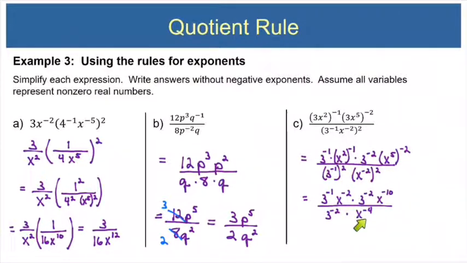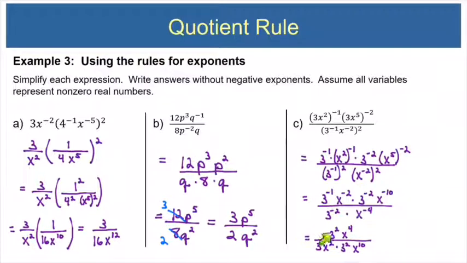So when I recopy this, I'm going to move these bottom factors to the top and each of these top factors to the bottom, because each one of them has a negative exponent. That gives me in the denominator a 3 times x squared times 3 squared times x to the 10th, and in the top 3 squared times x to the 4th.